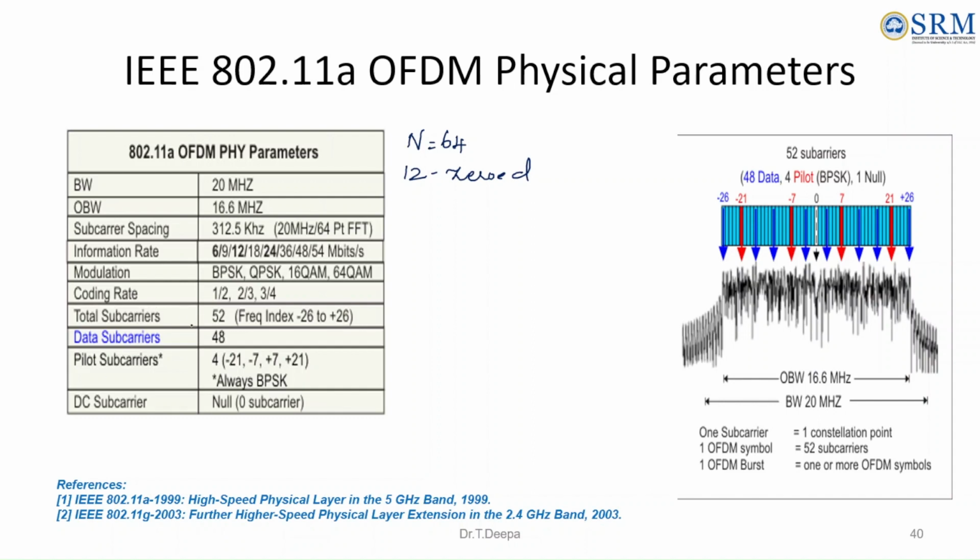Here the other four are only used as pilot subcarriers. So data subcarriers are 48 samples, and 4 are used as pilot subcarriers for channel estimation.